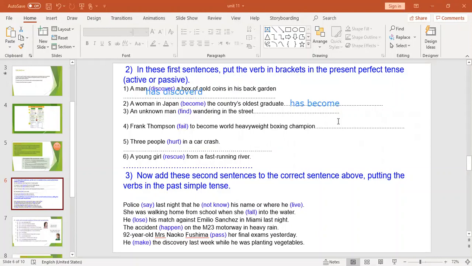An unknown man found wandering in the street. Wandering means walking around. An unknown man. Okay, we notice here that the unknown man is the one who received the action, not the one who did the action.